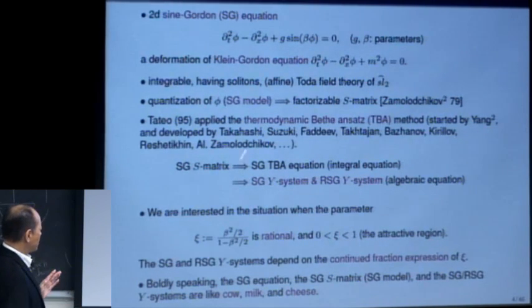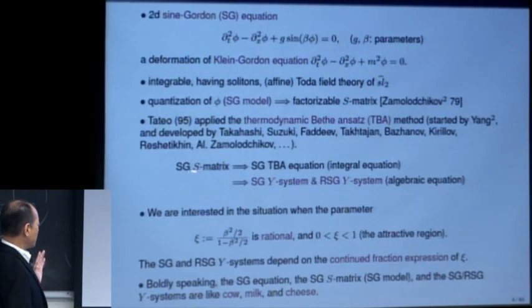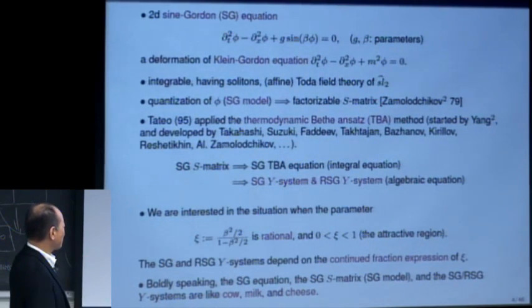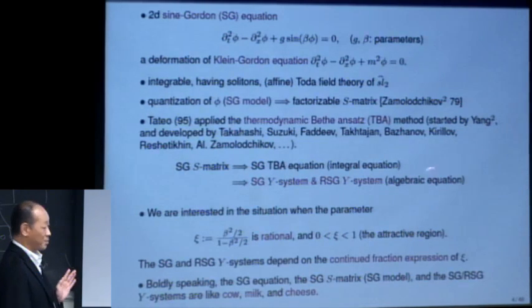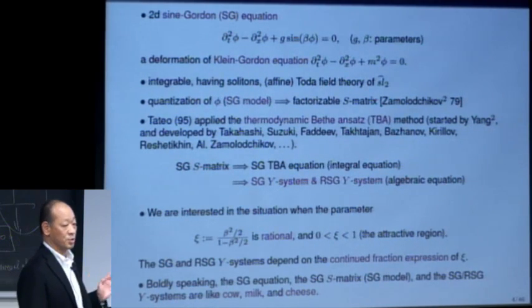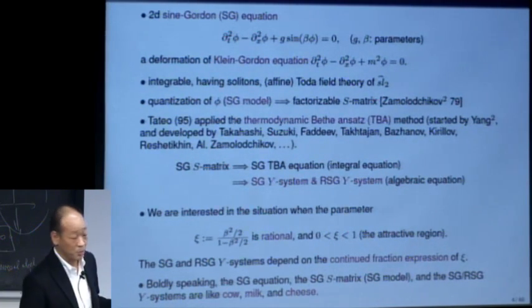And schematically, we can explain the situation as follows. Starting from this sine-Gordon S matrix as an input, you can somehow boil it up and put some spice and give some voodoo and so on, and you get some integral equation. It is called a sine-Gordon TBA equation. It is an integral equation. It's usually impossible to solve it explicitly.